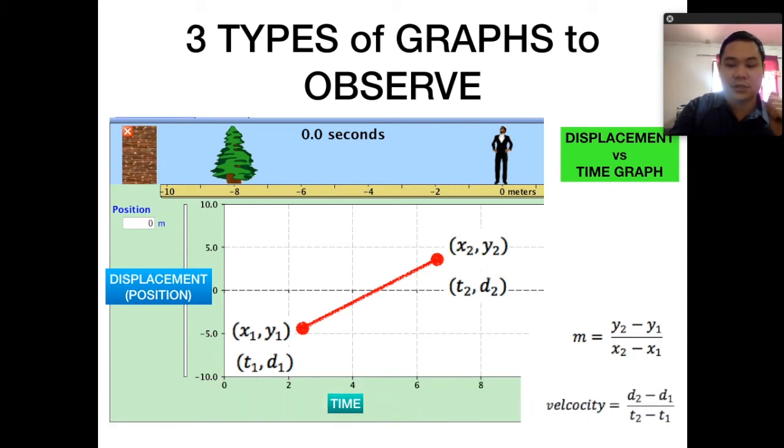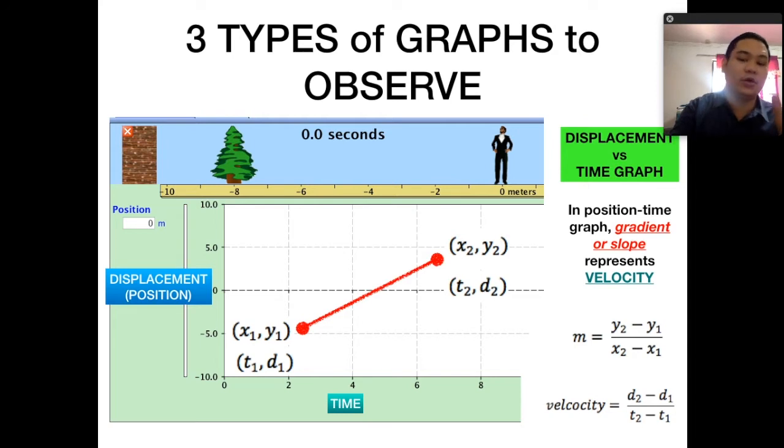Changing this into its corresponding values, the y will be represented by d, which means displacement, divided by the time, and displacement over time, we all know, is velocity. Therefore, in a position-time graph, the gradient or slope represents the velocity. So we have to take note of that. The slope represents the velocity in a displacement versus time graph.